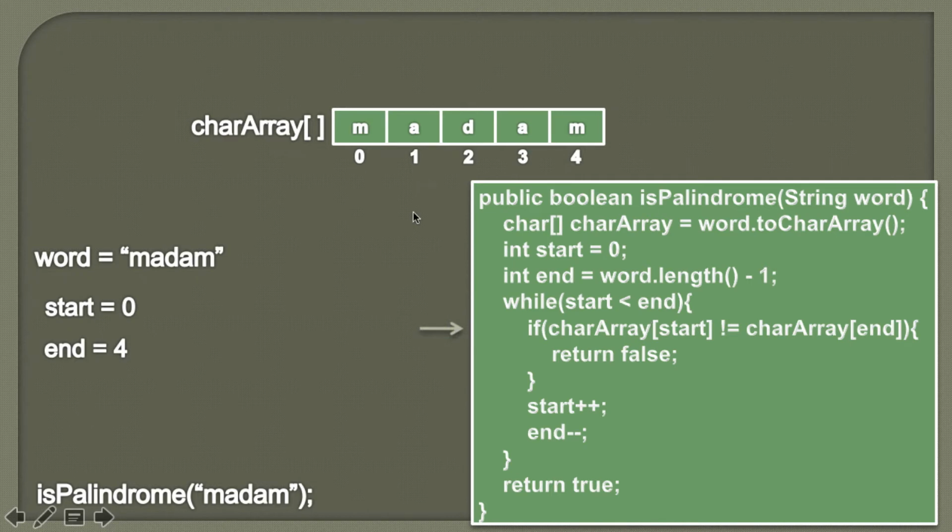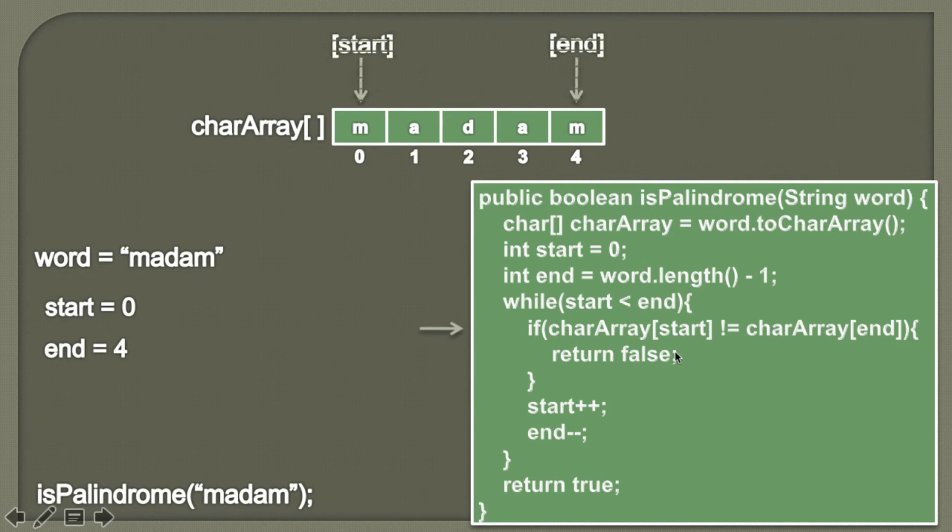So friends, we know the palindrome property: if we read the string in the forward direction and in the backward direction, both should be equal. It means the first character should be equal to the last character, the second character should be equal to the second last character, and it should go on till we reach the midpoint. If any of these characters are not equal, then we know the string is not a palindrome string. So here we are comparing the character stored at the start index and the character stored at the end index.